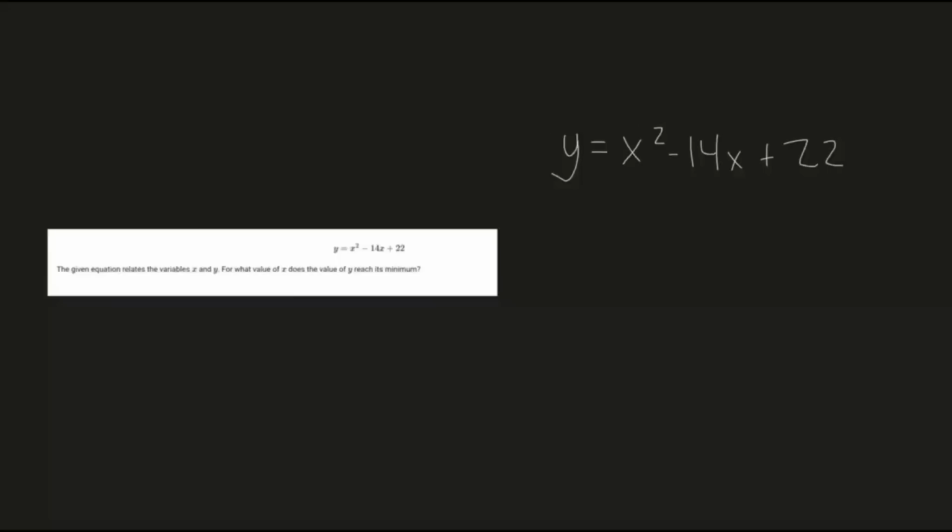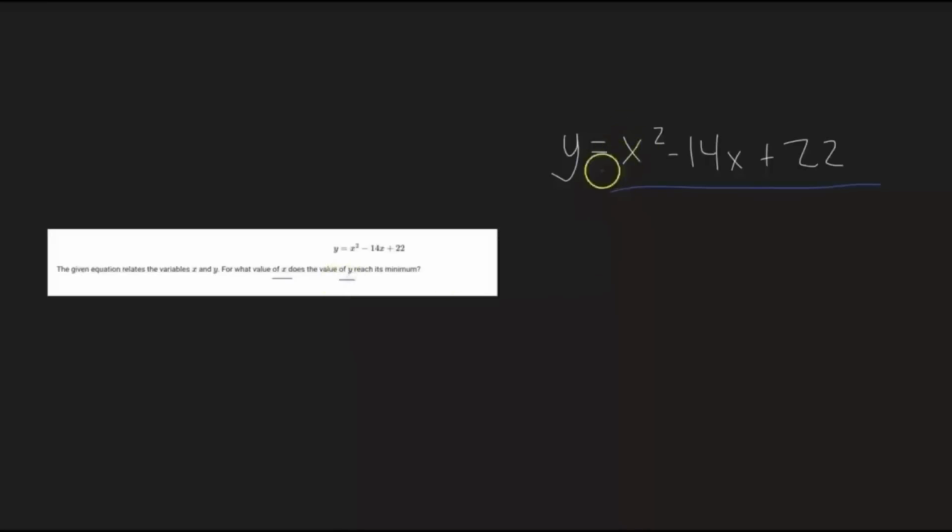The given equation relates the variables x and y. For what value of x does the value of y reach a minimum? So here, first off, this is a quadratic equation, right? And it wants us to find the value of x when y reaches its minimum.